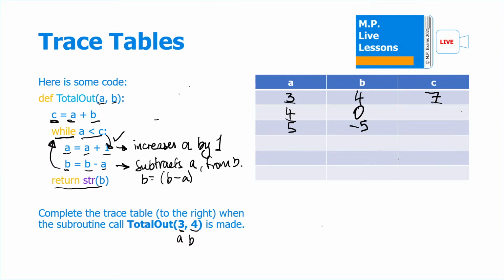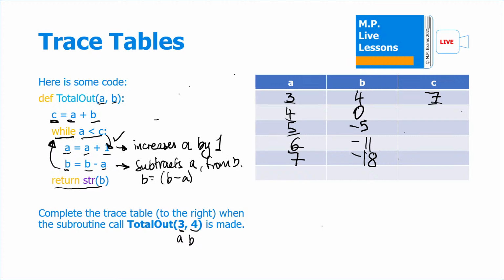And we get to the end here, and we loop back. Is A still less than C? Yes, it is. 5 is still less than 7, so it goes to 6. B will then decrease by 6, so minus 11. Loop back again. Is 6 still less than 7? Yes, it is. So it's going to run through the loop one more time. So A is now 7. B will decrease by 7, so minus 18. And loop back up again.